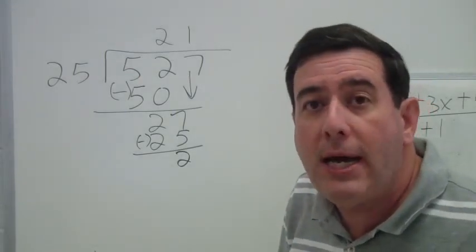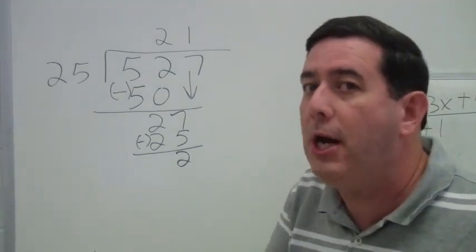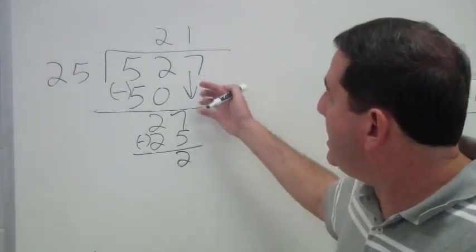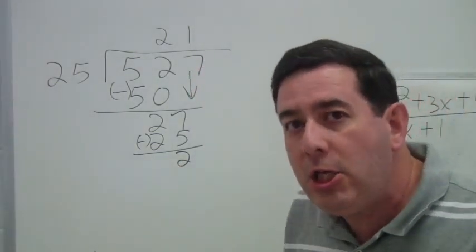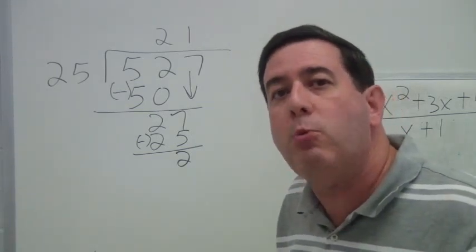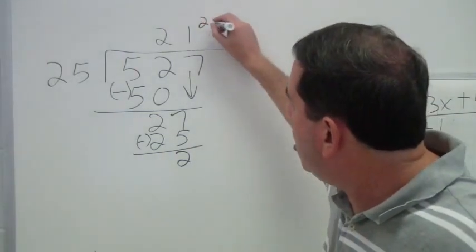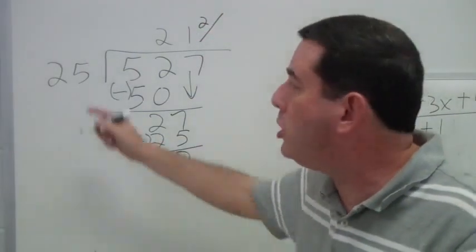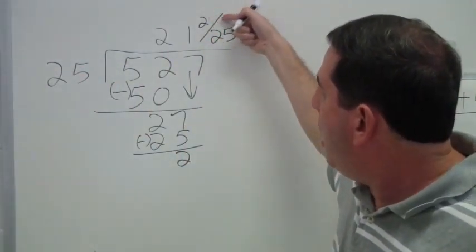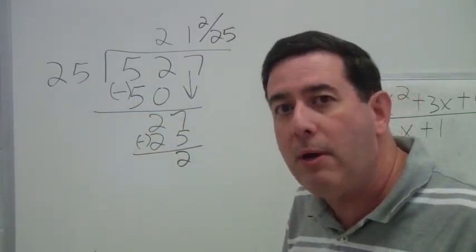Now, there were lots of ways in elementary school that we wrote our remainder. One was to put an R with the 2 beside it. Another thing that we could do is to put a decimal and zeros behind it and continue to divide. But the way that's going to be the most important for us as we divide algebraic expressions is to take the remainder and to write it as a fraction over the divisor. So that remainder of 2 over our divisor of 25 is how we can express that remainder.